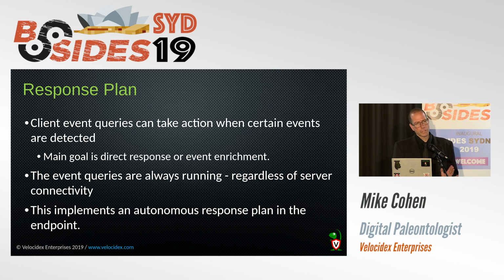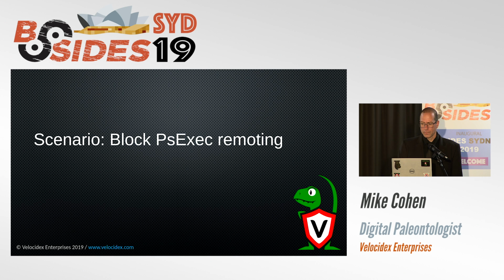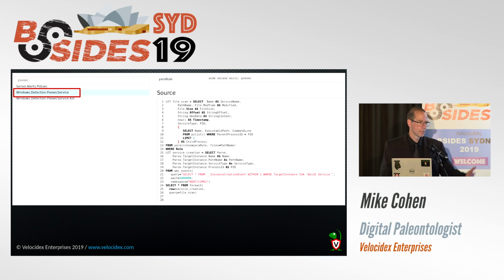So it actually just changes the game a little bit, because we now have a response plan. We have a plan. The endpoint knows what it's supposed to be doing, and it's autonomous. It just does it by itself. An example, block psexec, right? So psexec is, in some environments, maybe it's forbidden, maybe it's not allowed.